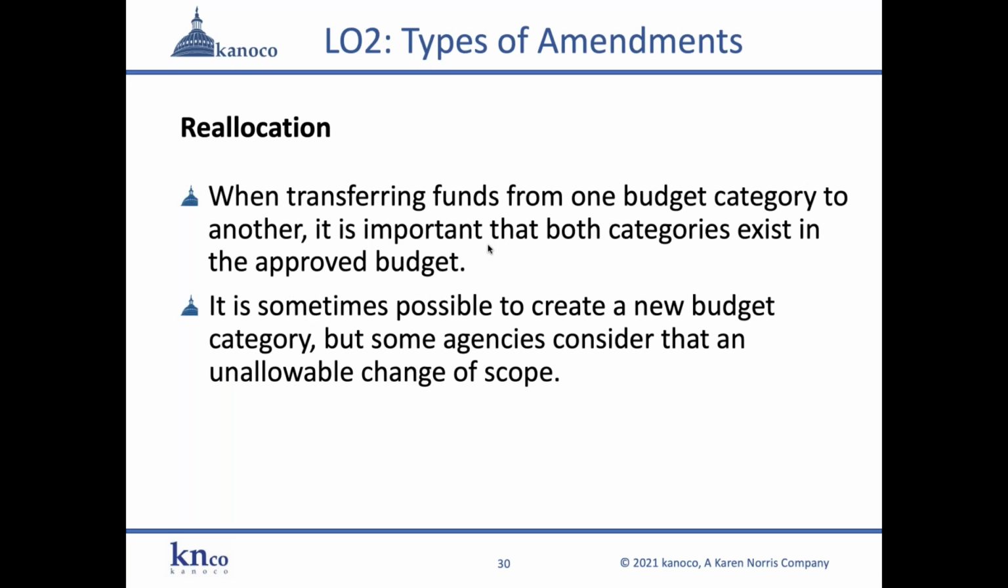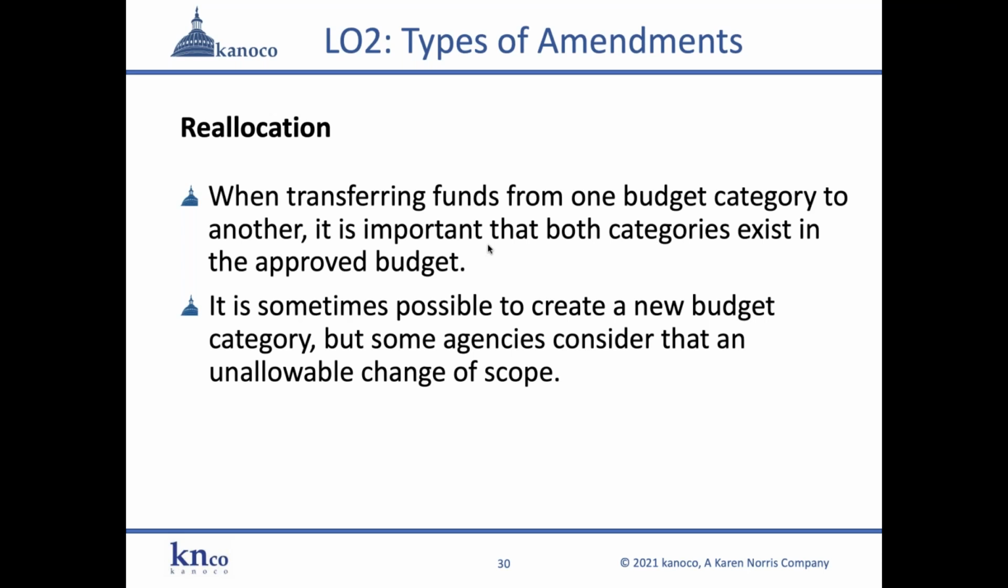So when transferring funds from one budget category to another, it's important that both categories exist in the approved budget. It is sometimes possible to create a new budget category, but some agencies consider that an allowable change of scope. I was caught when I was working in the field. I was working for an institution of higher ed, and something came up. We couldn't get some piece of scientific instrumentation that we wanted, but in the meantime, there was a conference that came up that the faculty member wanted to go to.